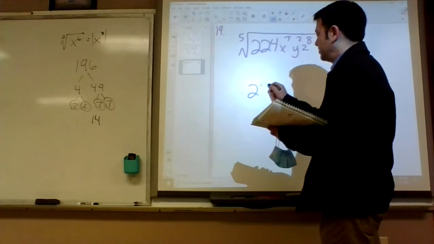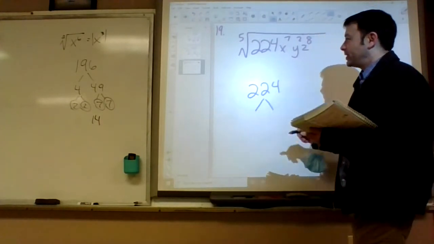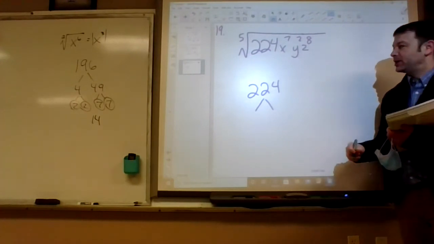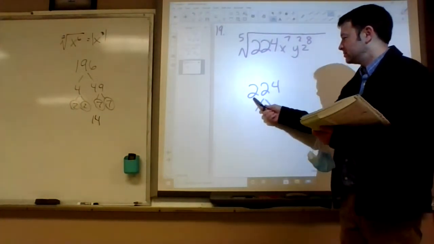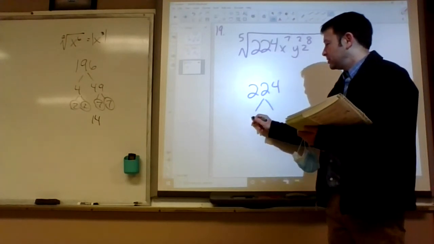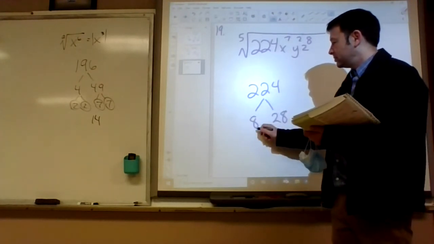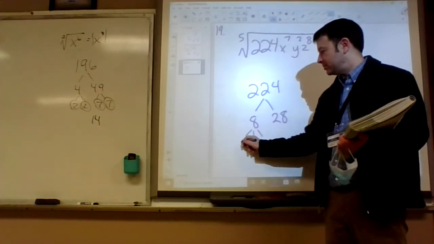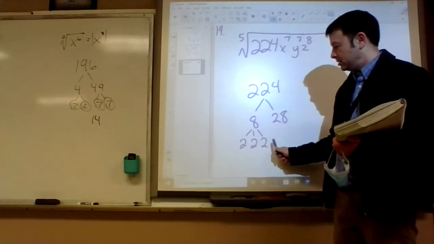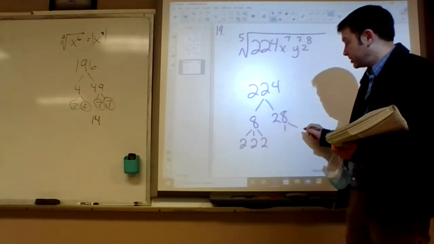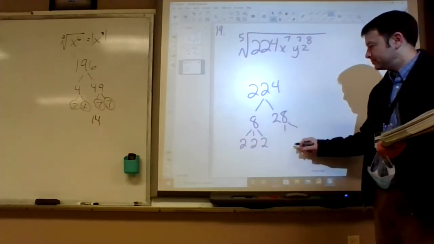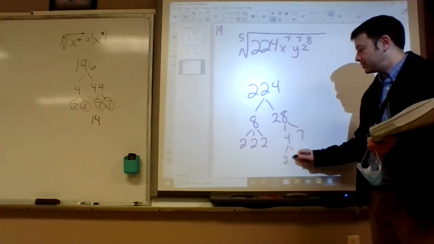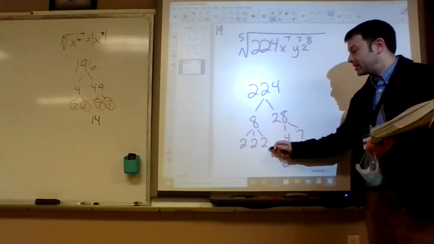Okay, so to simplify the fifth root of 224, we need 5 of something. Let's break it down. What goes into 224? 8 and 28. You guys know what 8 breaks down to? 2 times 2 times 2. Okay, what goes into 28? 4 and 7. And 4 is 2 and 2. So we actually do have 5 2s.